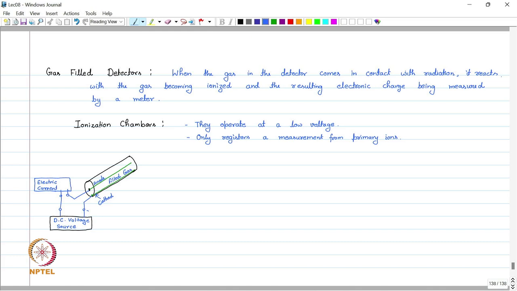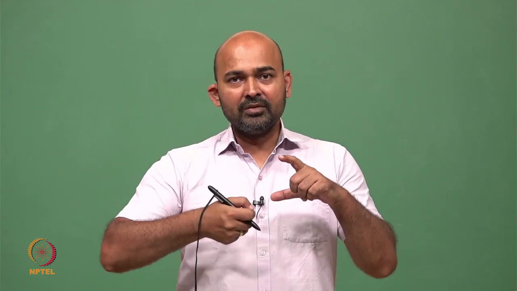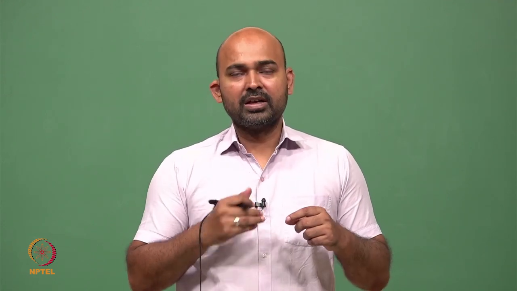So this is a typical structure of this gas-filled detector. We have this cavity filled with the gas, and there is a DC voltage source where we apply a known DC voltage across anode and cathode. Now, when an energetic particle comes from outside and passes through this cavity, it knocks the gas atoms. Because of its high energy, it ionizes the gas, and because we are applying a certain DC voltage across anode and cathode, the ions will move towards these electrodes based on the polarity. If it is positive, it goes to the negative side.